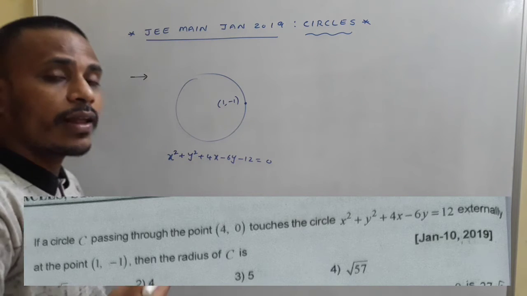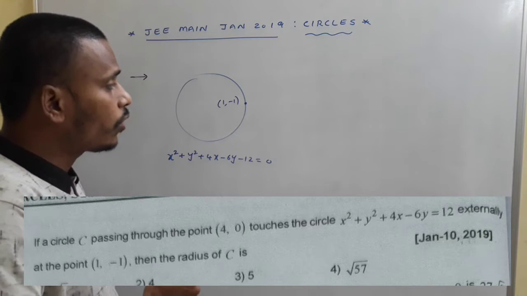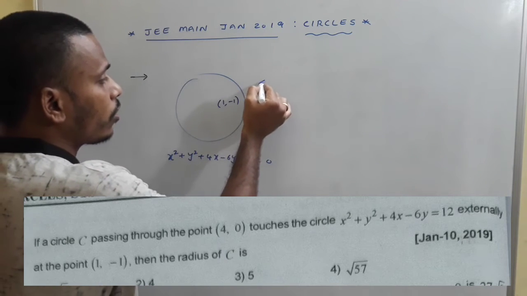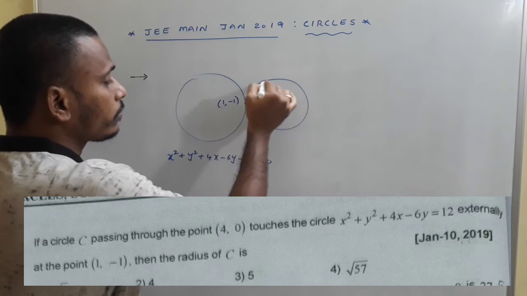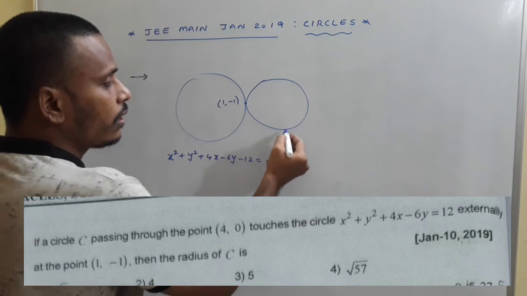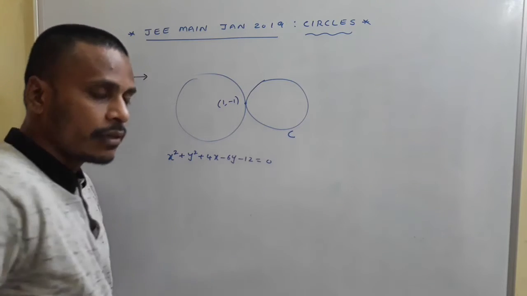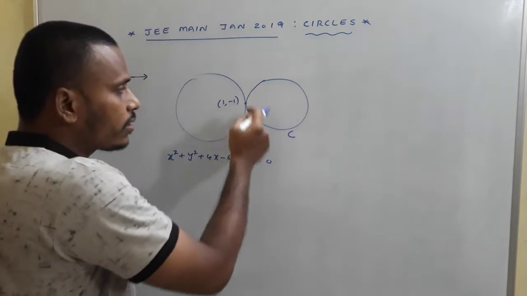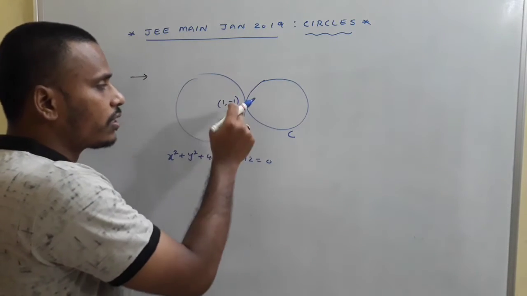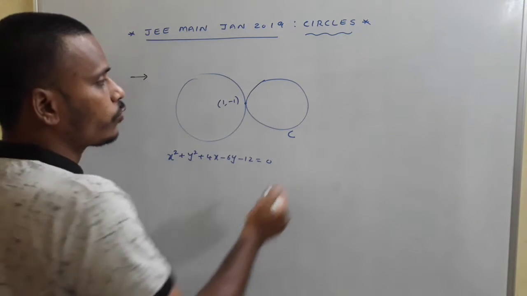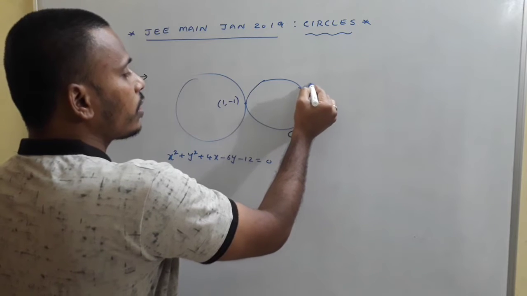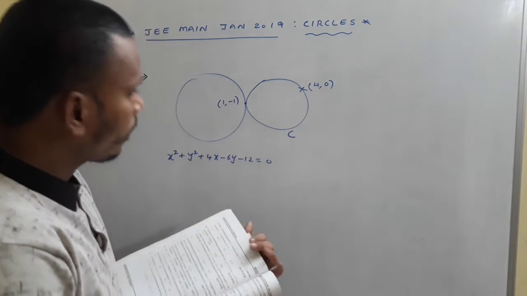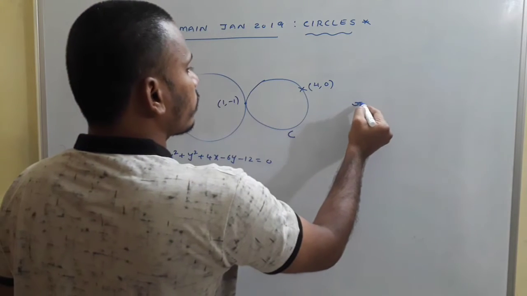And we have another circle C which we are going to find, which is touching this given circle. This is the second circle. Name this circle as C. Our task is to find the radius of this circle. This second circle is touching the first circle at the point 1, minus 1, and one more thing is this second circle is passing through the point 4, 0. Now the radius of C we need to find.